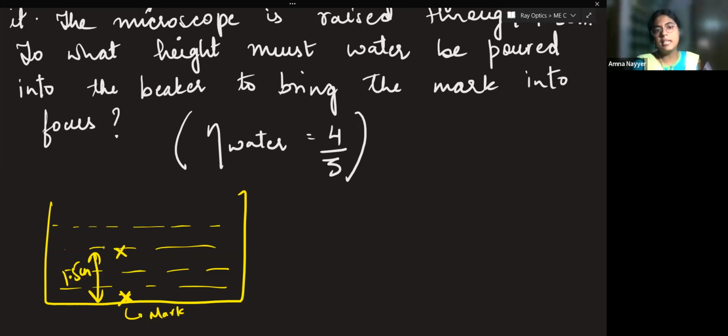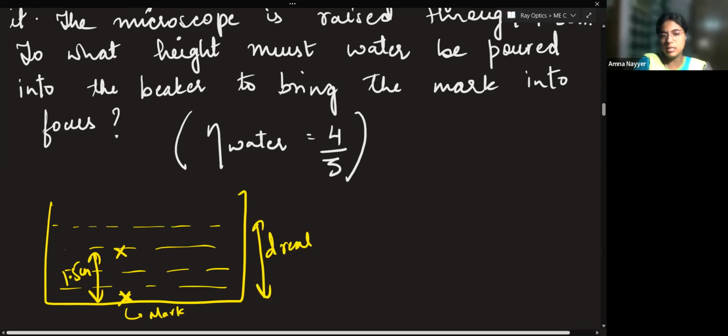Then it says, to what height must water be poured into the beaker to bring the mark into focus? It means what is the actual depth of this water? How much water is present in this? What is the real depth inside this water? And refractive index of water is given to us as 4/3. Can anybody tell me what this 1.5 centimeters given is?